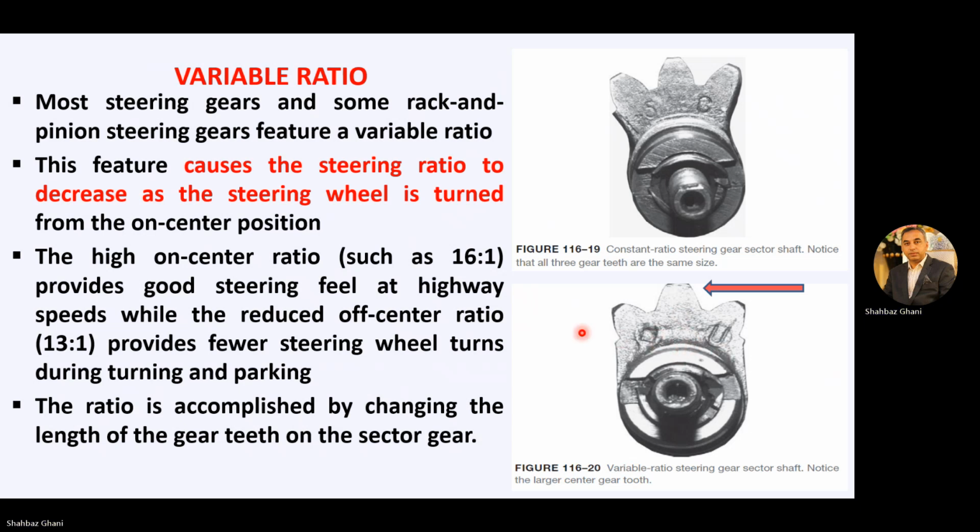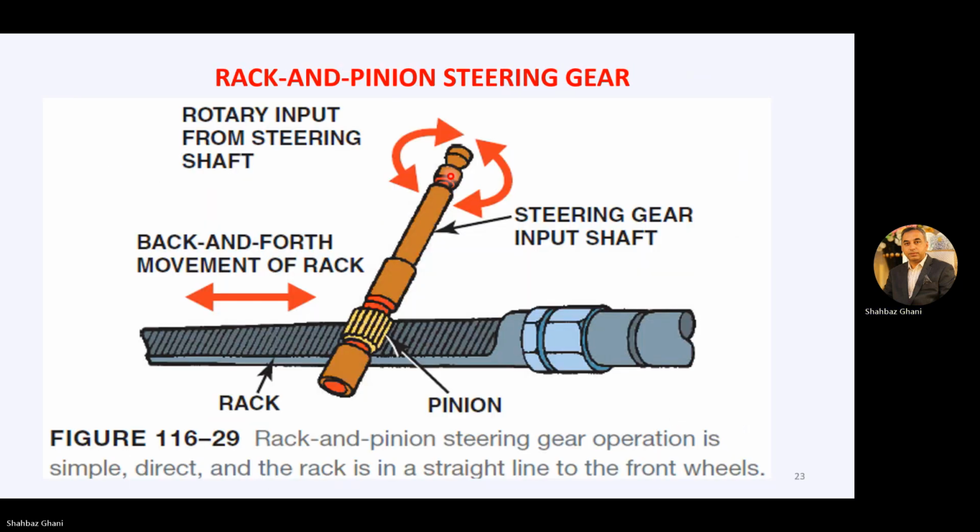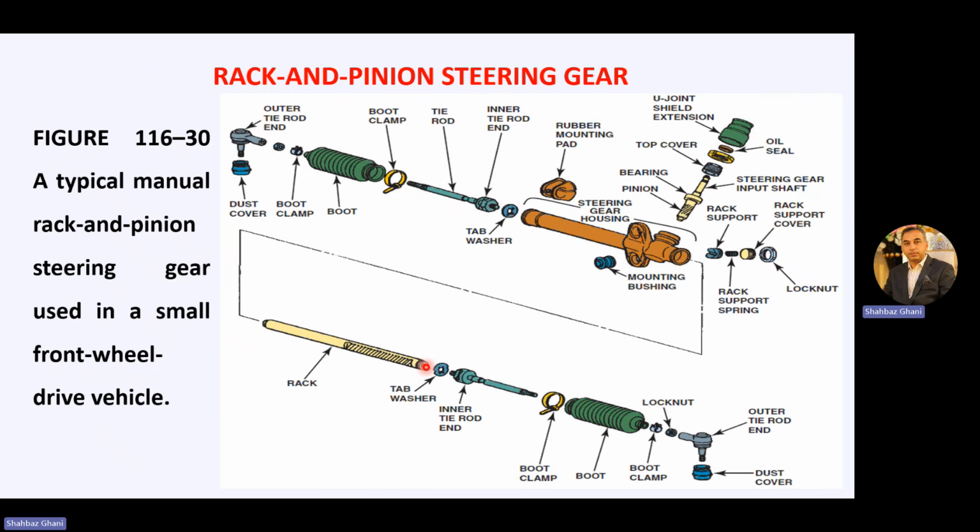And the other case is the rack and pinion steering gear system, in which we have this steering gear input shaft. A pinion is attached here and it moves back and forth on the rack assembly. So this is the detailed view of the rack and pinion steering gear assembly.